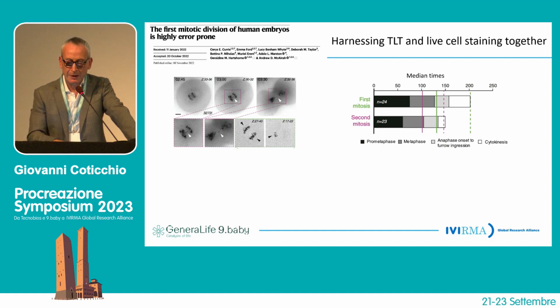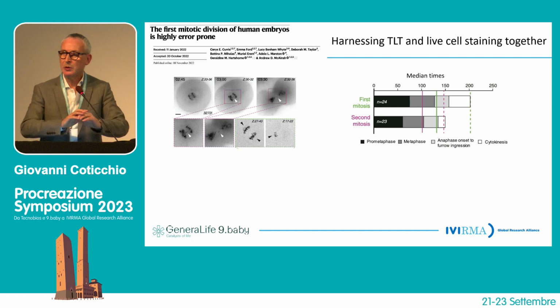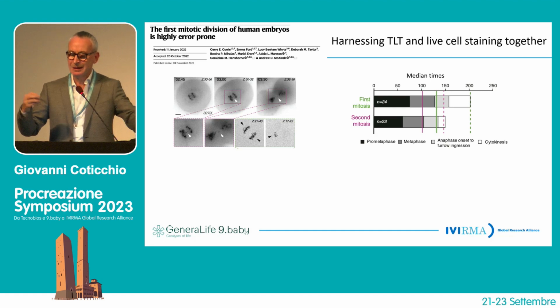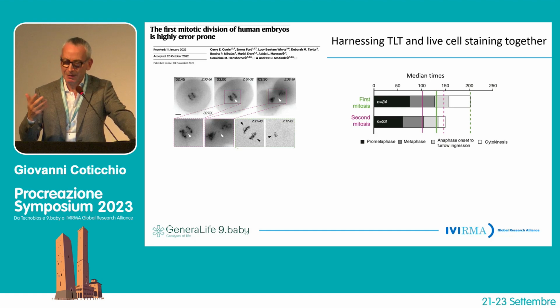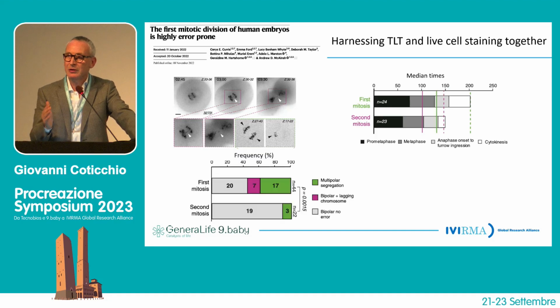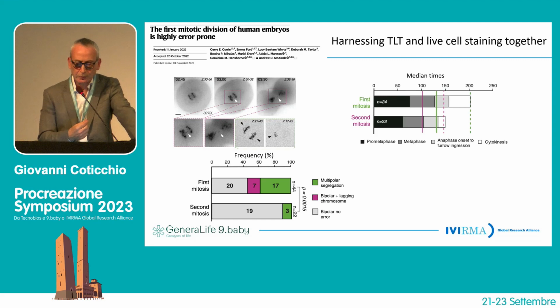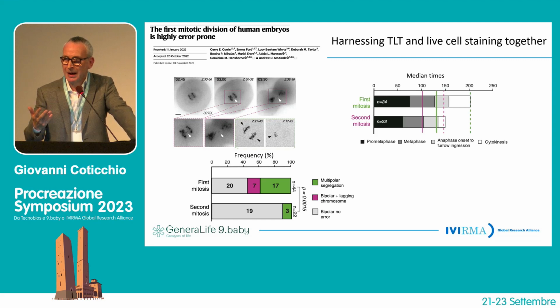The first one was that the first mitosis, compared to the second, is much longer, much more stretched, much more extended in time. And that may mean something. And all the different stages, prometaphase, metaphase, etc., are extended. And this extension in time actually underlies a number of abnormalities of the first mitotic spindle, which can be, in some cases, multipolar.